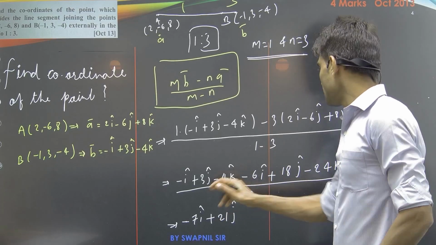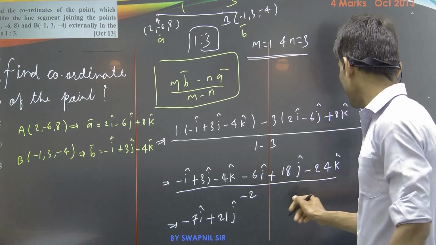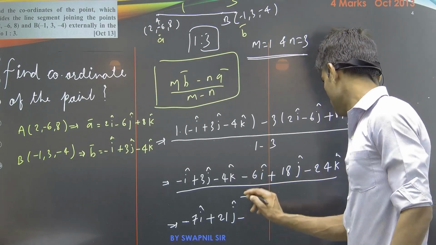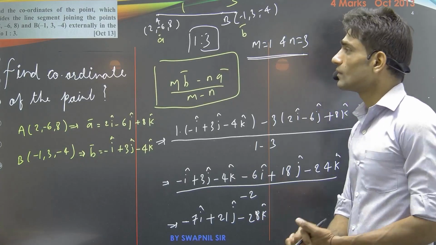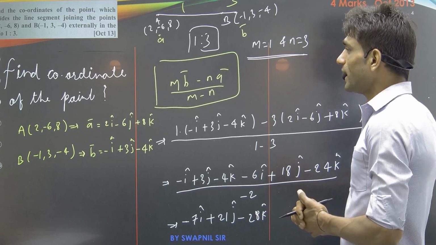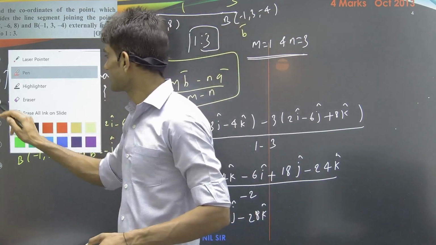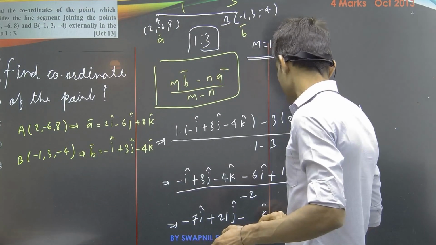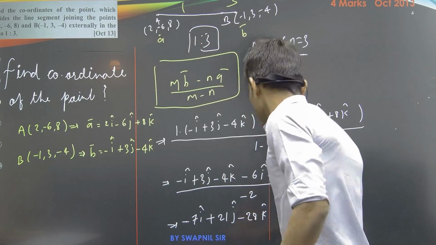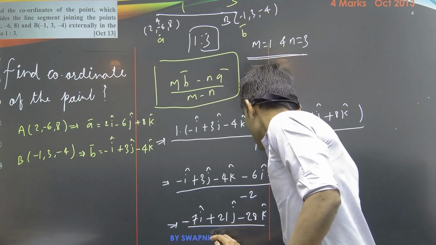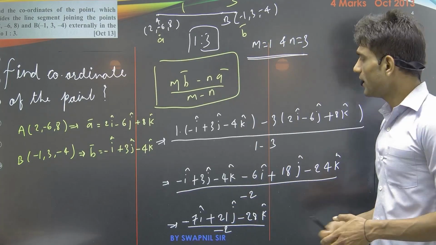Minus 7 i cap plus 21 j cap minus 4 k cap minus 24 k cap, minus 28 k cap. So we have minus 28 k cap here, divided by minus 2. Okay, so this one is our required internal division result.